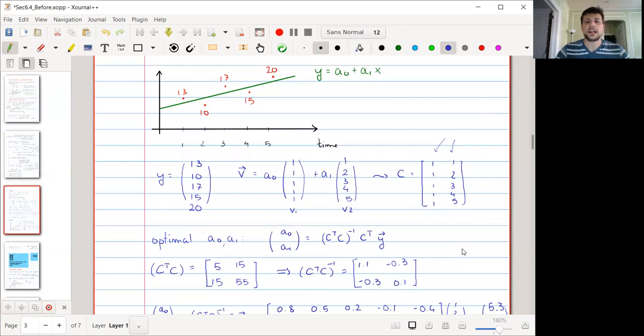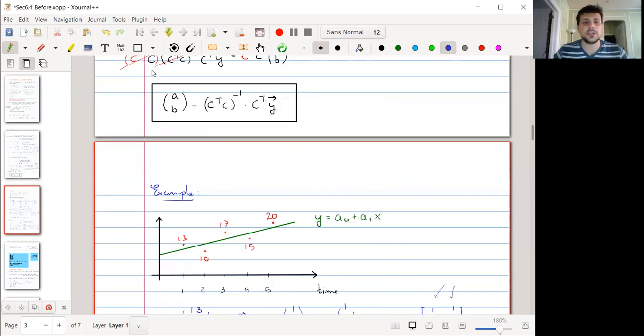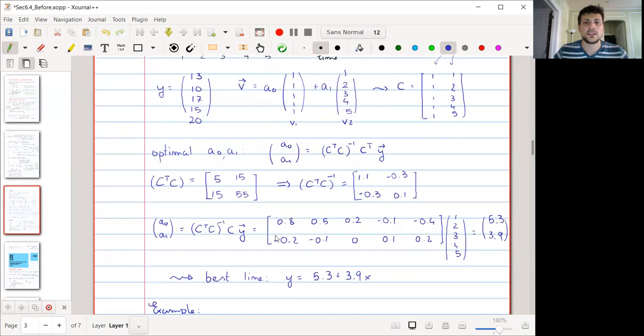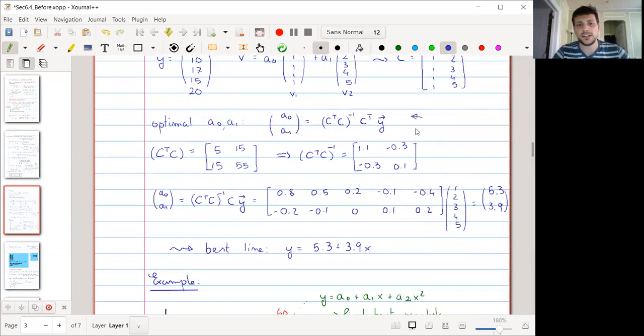Okay, let's apply our formula, what we just computed up here. The optimal parameters are (CᵀC) inverse CᵀY, which is nothing but what I've written here. It takes a little bit of computation, and maybe you want to use a calculator, but you can just sit down and do it. You compute first CᵀC, and you get this matrix 5, 15, 15, 55. You invert it, and then you multiply that in front of CᵀY.